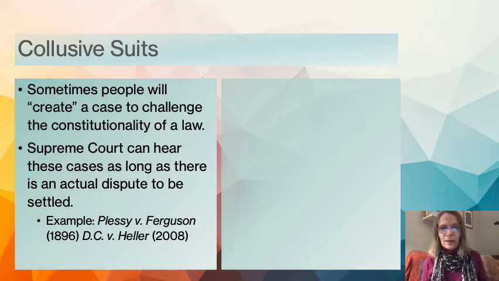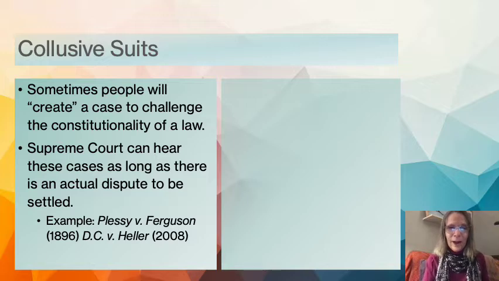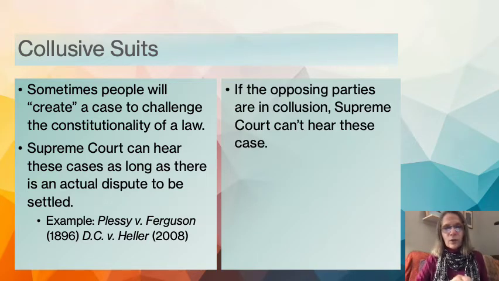DC versus Heller is similar. There were these really restrictive laws on the books in the District of Columbia, and there was an interest group that wanted to challenge that law, and they handpicked a person to basically violate that law, right? But in both cases, there was real harm. Heller was harmed because he wasn't allowed to own a handgun. Plessy was fined for violating the separate train cars law. So those aren't examples of collusive suits.